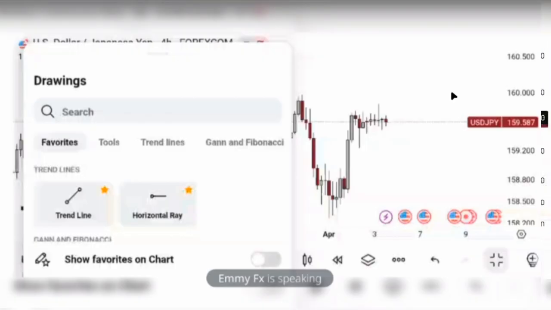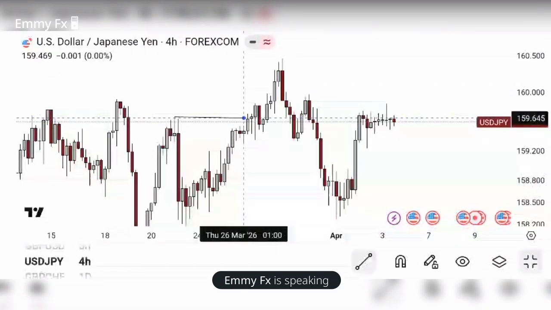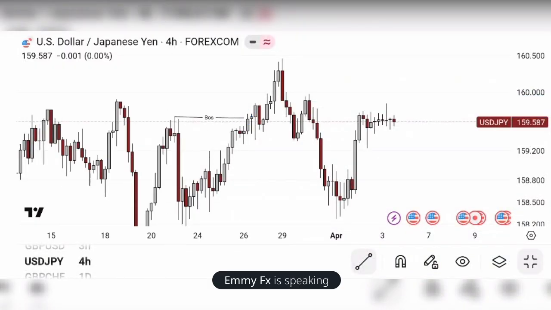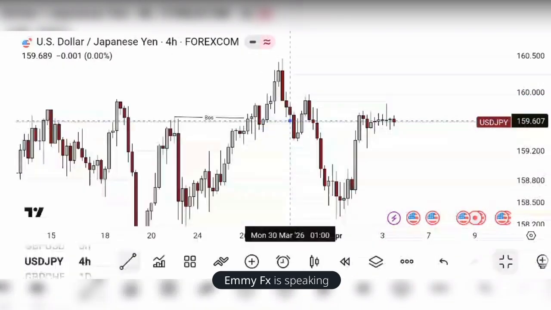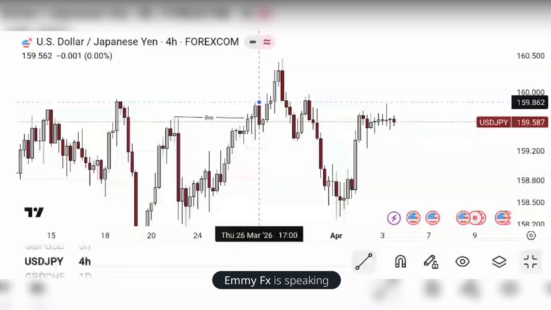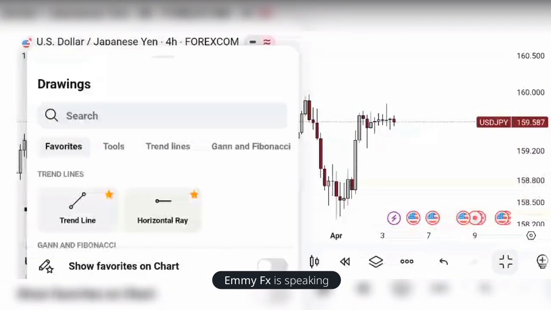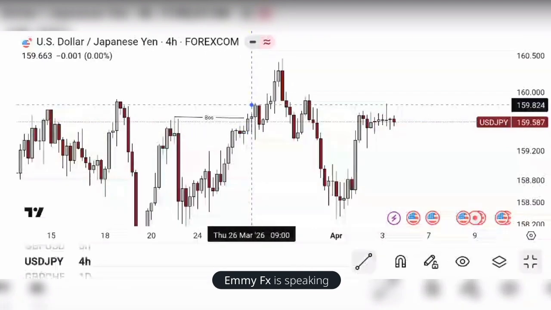All right, so we have this internal break of structure to the outside. This is an internal break of structure. And after that, we also have this break of structure. You can see this break of structure. We have this break of structure here.